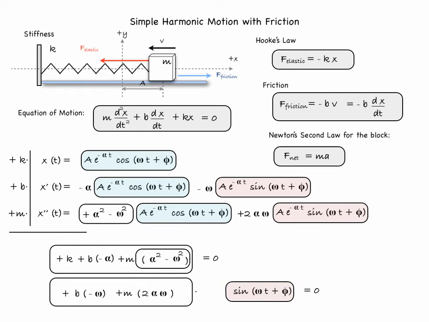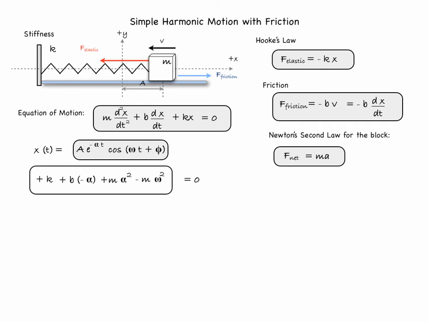At the same time, we have b times minus omega plus m times 2 alpha omega, times sine of omega t plus phi. That also must be equal to 0. Again, cancelling the sine function, we get a second algebraic equation. So what we get is two algebraic equations that must be solved simultaneously. The first one is k plus b times minus alpha plus m alpha squared minus m omega squared equal to 0. And the second one is minus b omega plus m times 2 alpha omega equal to 0.